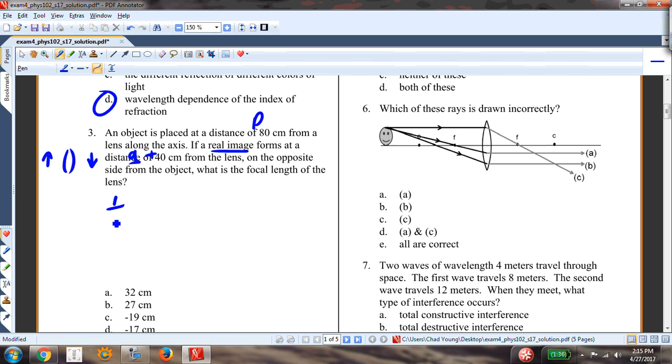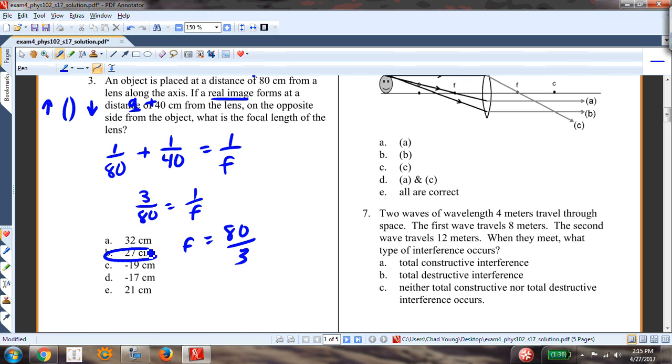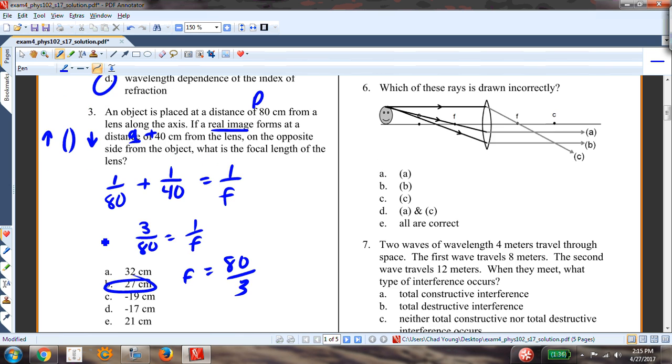So I say 1 over P plus 1 over Q equals 1 over F. So 1 over P is 1 over 80, plus 1 over Q, which is positive 40, equals 1 over F. This is 1 over 80 plus 2 over 80, that's 3 over 80, equals 1 over F, so F is equal to 80 over 3, which is 26 point something.